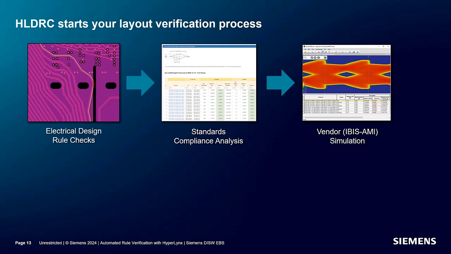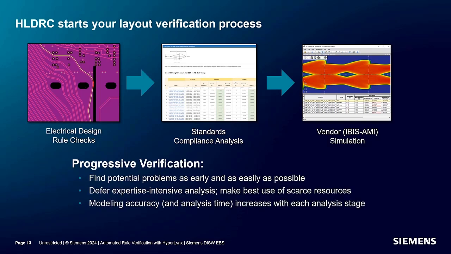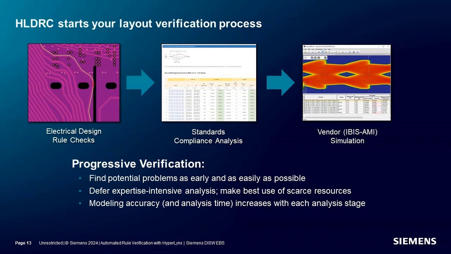We call this whole flow and methodology progressive verification, and it allows us to find layout problems as early in the design cycle as possible with as little effort as possible. We deliberately separate verification into different stages so that we can defer time-consuming and expertise-intensive analysis, allowing us to make the best use of our scarce SI expert.